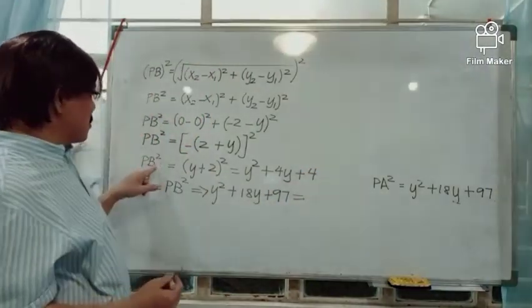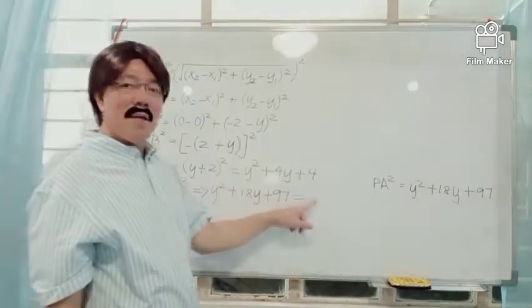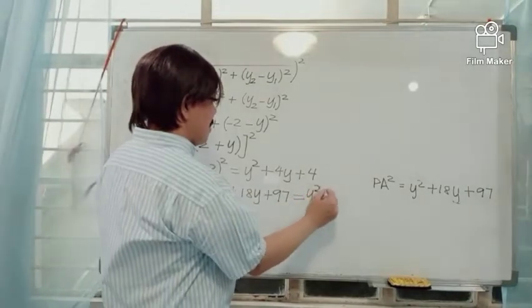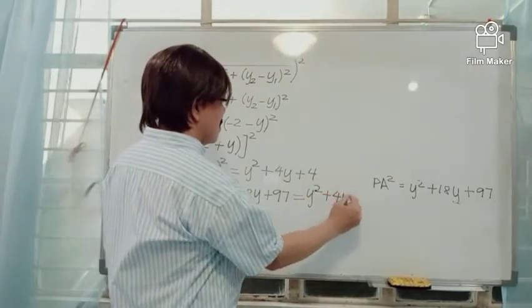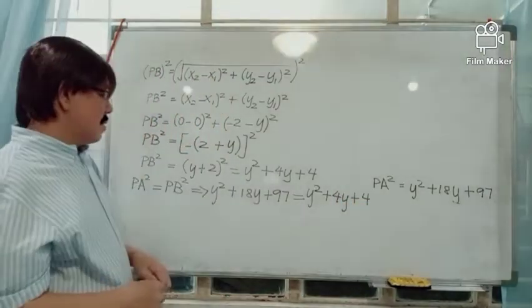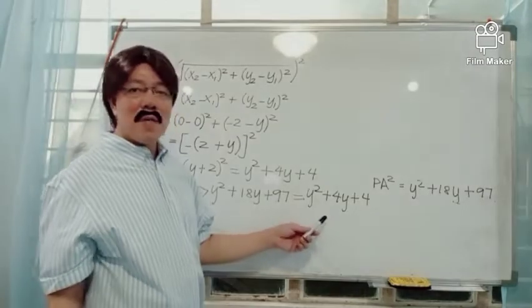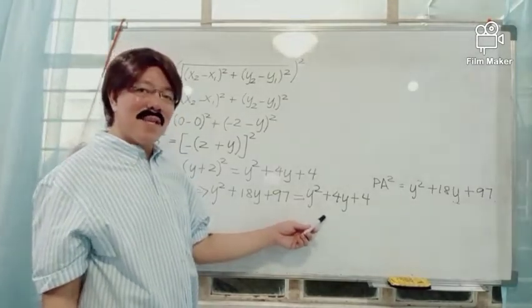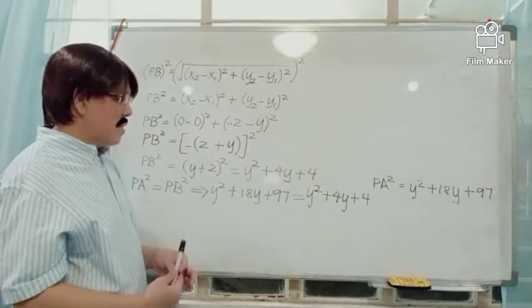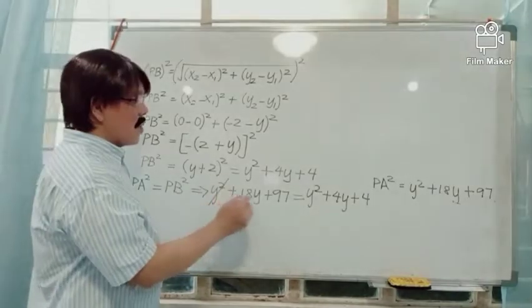Hence, we substitute the square of the distance between points P and B here. We write y squared plus 4y plus 4. And we solve for y from this equation. You can see that the right hand side has y squared and the left hand side has y squared. So if you subtract y squared from both sides, y squared will cancel out.